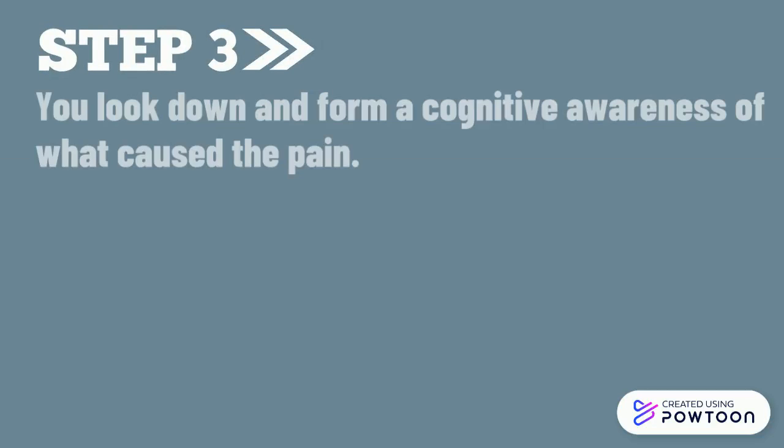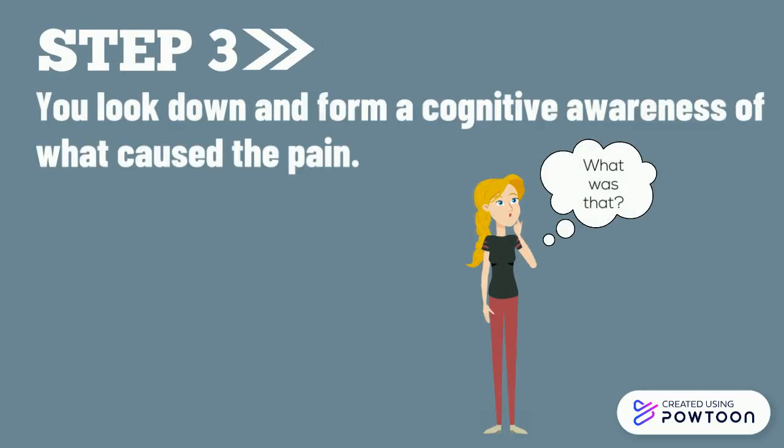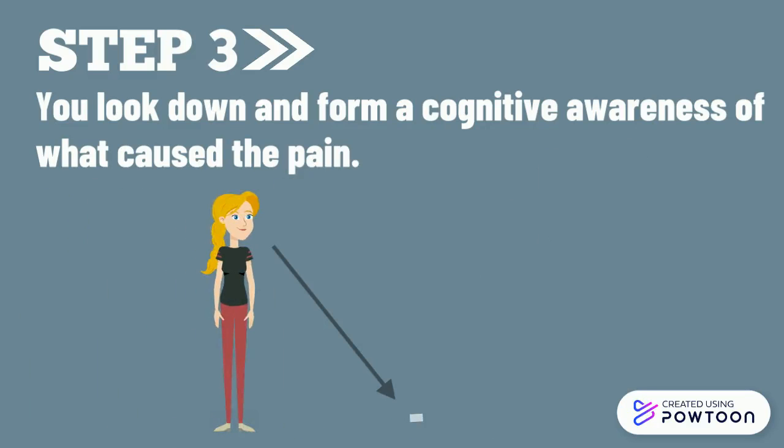Step 3. You look down and form a cognitive awareness of what caused the pain. Now that our brain has perceived the location and intensity of the pain and we're officially irritated, the next step begins in our eyes. They look towards the floor and our feet, the visual field, to find the cause of the pain.